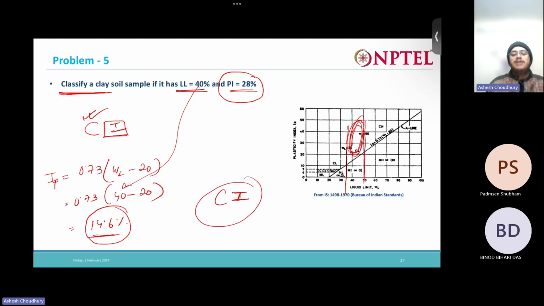intermediate plastic clay. Why intermediate? Because the liquid limit of the soil falls between 35 and 50%. If the liquid limit is greater than 50%, it would have been H. If it is less than 35%, it would have been low, L. As the liquid limit is between 35 and 50%, we give it I, intermediate. Okay, done.